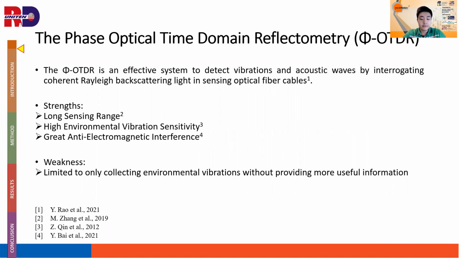As a sensor, the phase OTDR is an effective system to detect vibrations and acoustic waves with high sensitivity. By integrating coherent Rayleigh backscattering light in sensing optical fiber cables, it becomes an effective tool to be used for distributed acoustic sensing applications. Among its strengths include long sensing range, high environmental vibration sensitivity, and great anti-electromagnetic interference. However, the phase OTDR is limited to only collecting environmental vibrations without providing more useful information.